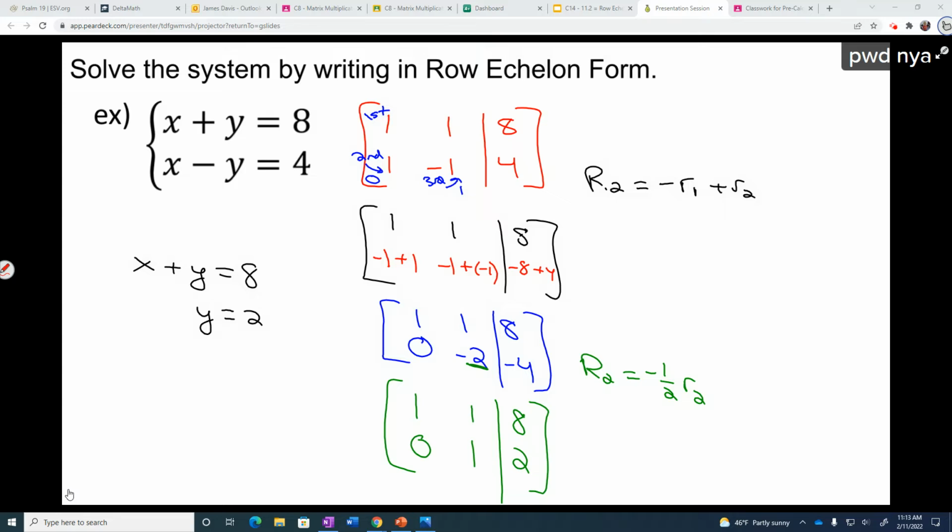So what we did is we solved for y. Y is 2. And now we're just going to take this, and we plug it up into there. This y is 2, so we have x plus 2 equals 8. Subtract the 2 over, and x equals 6. So our answer is 6, 2.